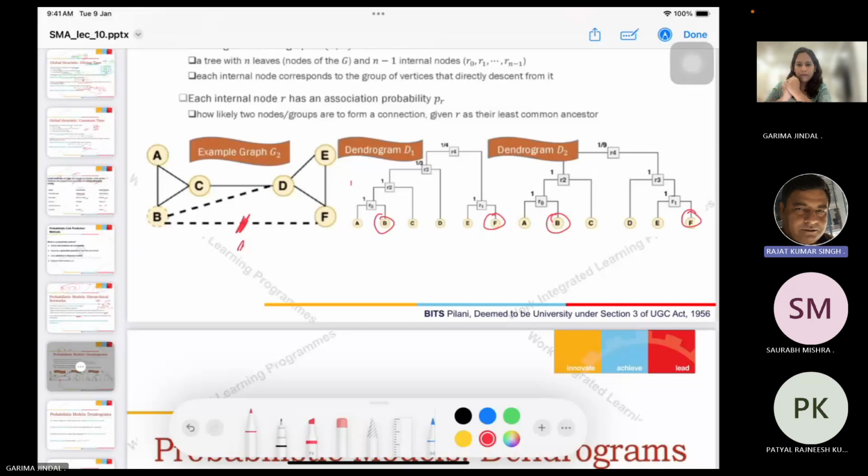Which one were you asking? Which graph are you asking for? For D1, let us see this dendrogram. What is the least common ancestor for B and F?